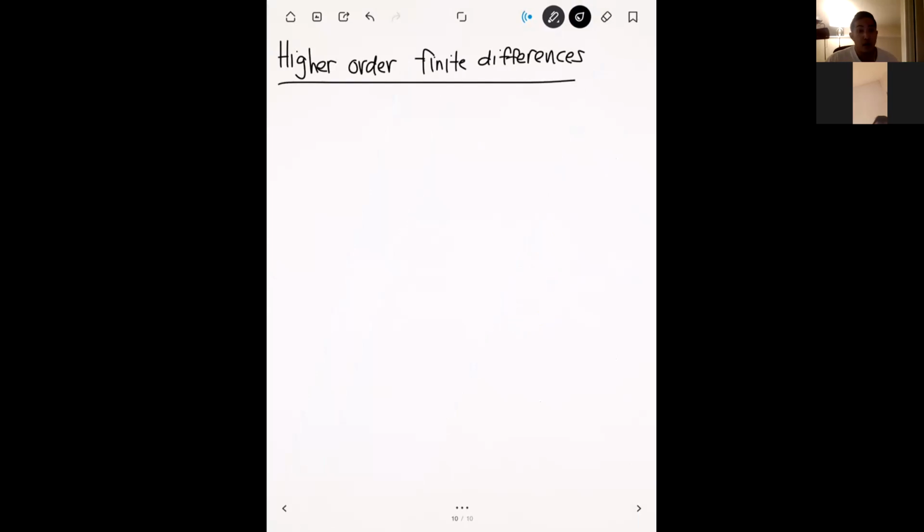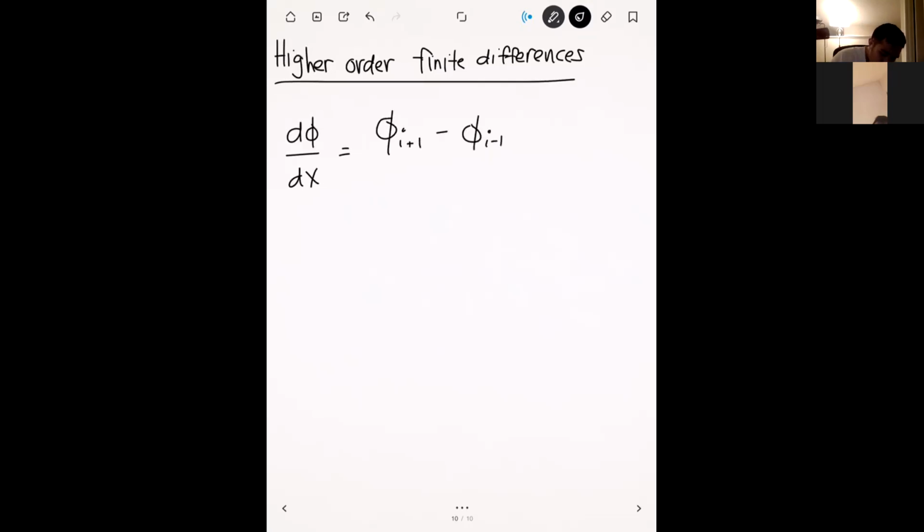Let me write down the convection derivative here, and let's stick to just 1D for now. If we have a first order derivative like this, the way we can discretize it, as we've learned, is with a central difference scheme like this. This here is central difference. And what we know about the central difference scheme is that it's second order accurate.